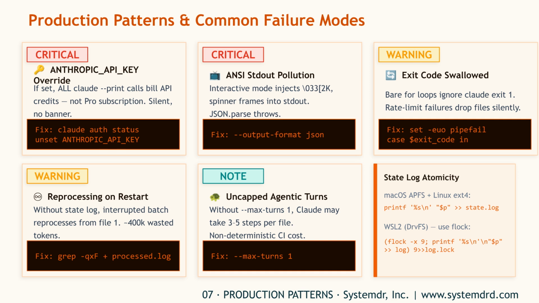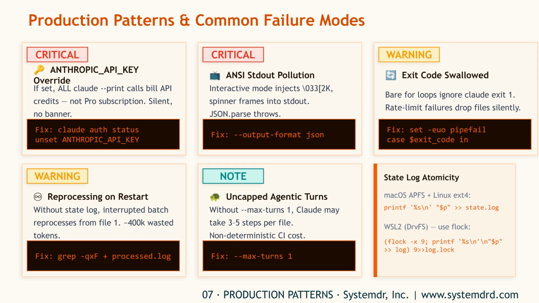Bottom left, warning, reprocessing on restart, the economic argument. At 2,000 tokens per file pair, reprocessing 200 files costs 400,000 input tokens. The grep against processed.log costs microseconds. This is not a premature optimization. It's basic operational hygiene. Bottom center, note, uncapped agentic turns. Without --max-turns 1, Claude may take 3 to 5 steps per file. This produces non-deterministic runtime in CI and unpredictable token cost at scale. For single file tasks, always set max-turns 1.